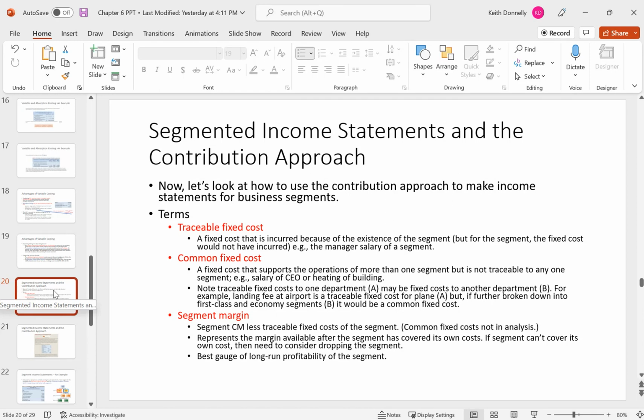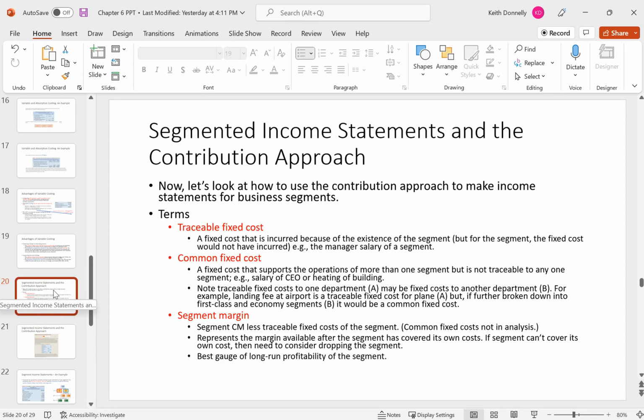Right? However, you could further break this cost down. The landing fee, if you were to subdivide the people on the plane between first class and economy as sub-segments of the plane, would be a common fixed cost. So again, it's a question of what vantage point you're looking at. What's the cost object? What's the segment you're looking at?